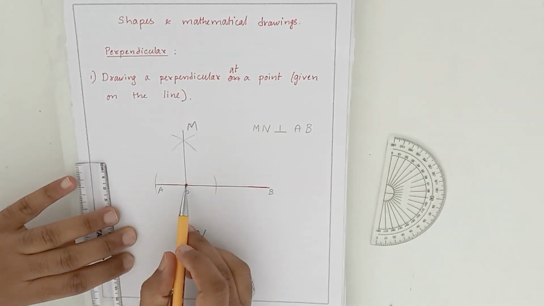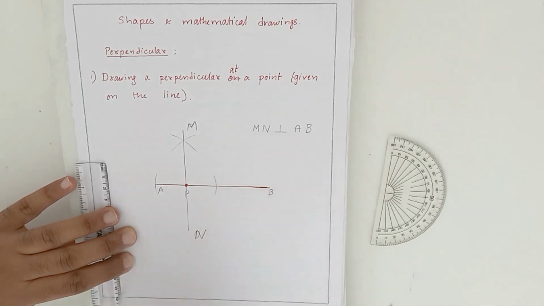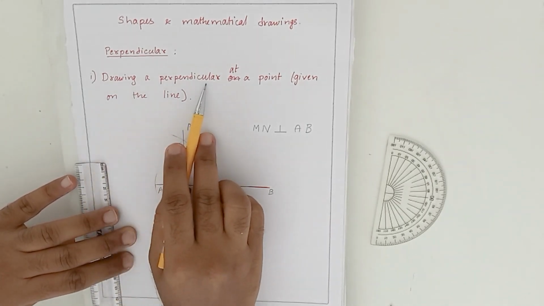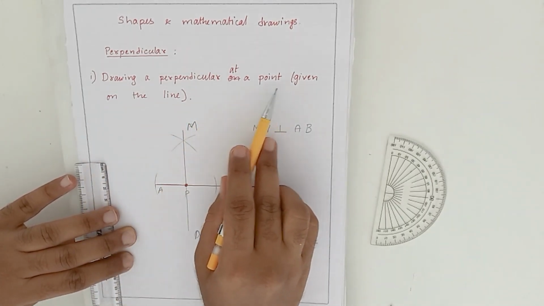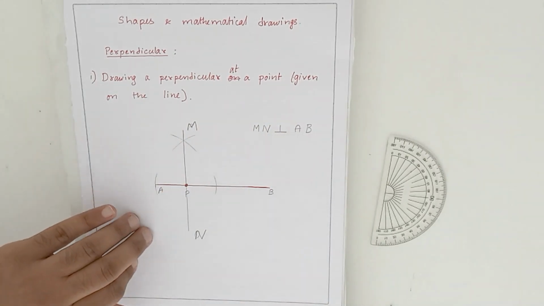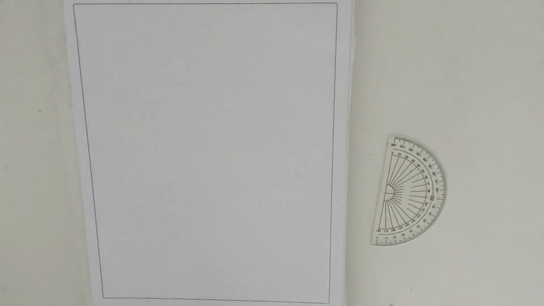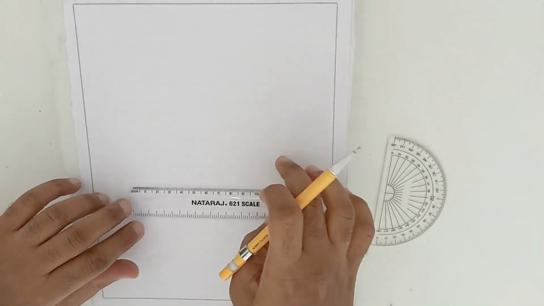And where is this point P? This point P is on the given line AB. So therefore this heading is drawing a perpendicular at a point given on the line. So this is how you do it. Next, I'll do a quick recap once again of the same thing I just taught you.